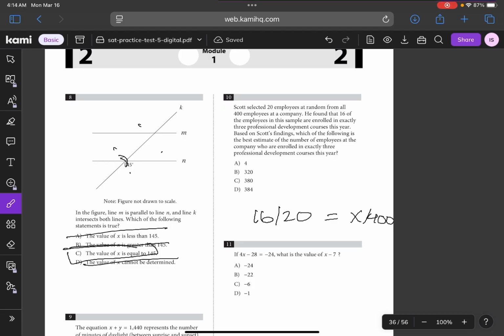So 16 out of 20 can be simplified to 4 over 5, which is equal to 80%. So we need to know what 80% of 400 is. Well, we know that 80% of 100 is 80, so 80 times 4 is 320. So that would be our answer.